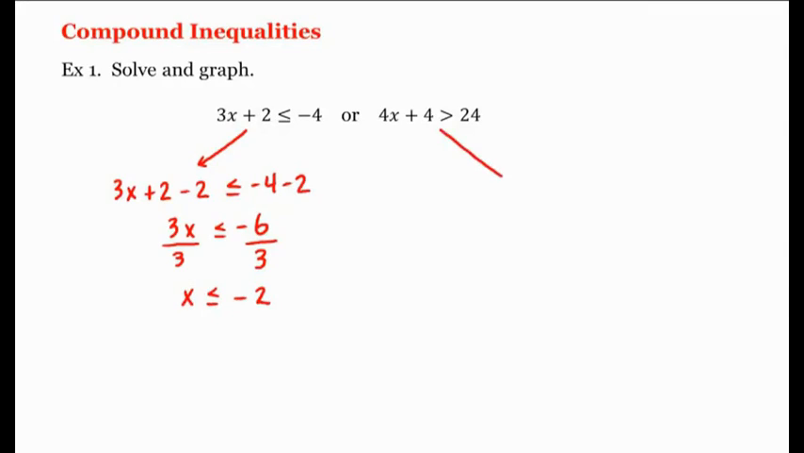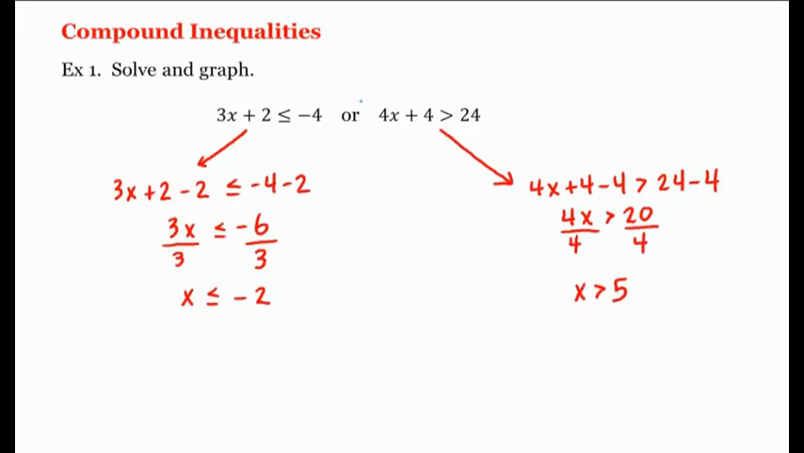All right, what about this second inequality here? Again, we can begin by subtracting 4 from both sides, which gives us 4x is greater than 20. Again, dividing gives us x is greater than 5.